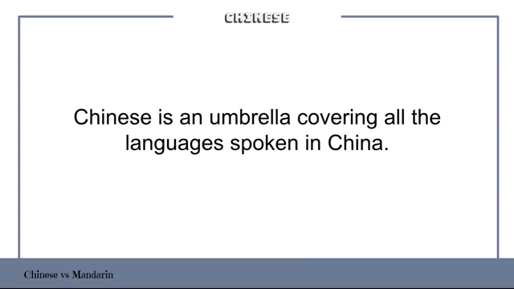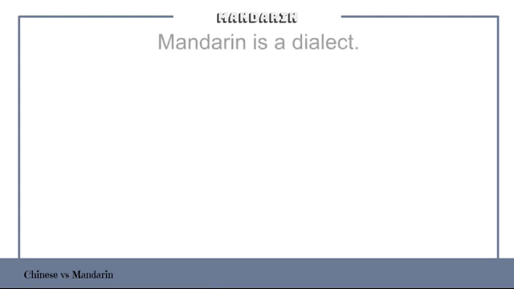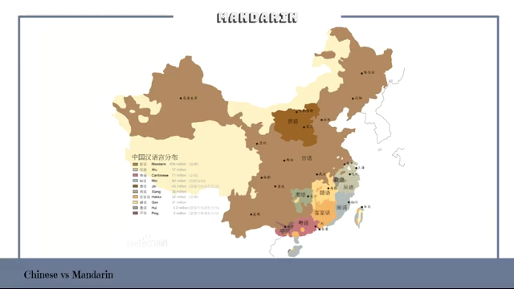So I hope it's clear. Chinese is an umbrella. It covers all the languages spoken in China. And Mandarin is in fact a dialect. It is not a full language. Well, it is a language, but more or less it is a dialect.